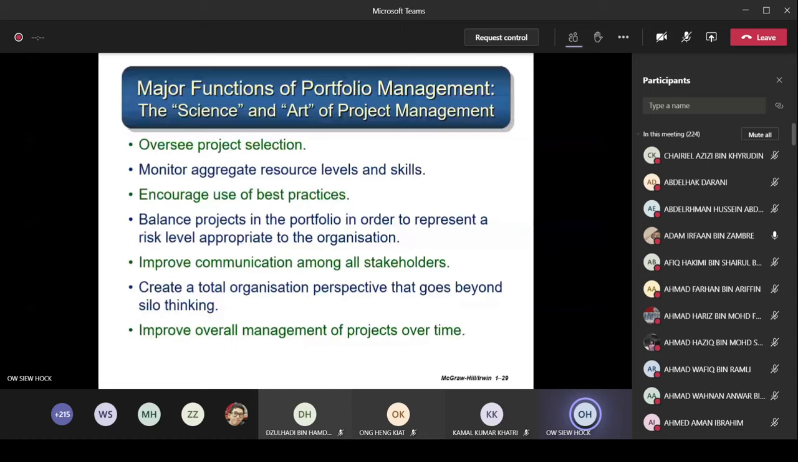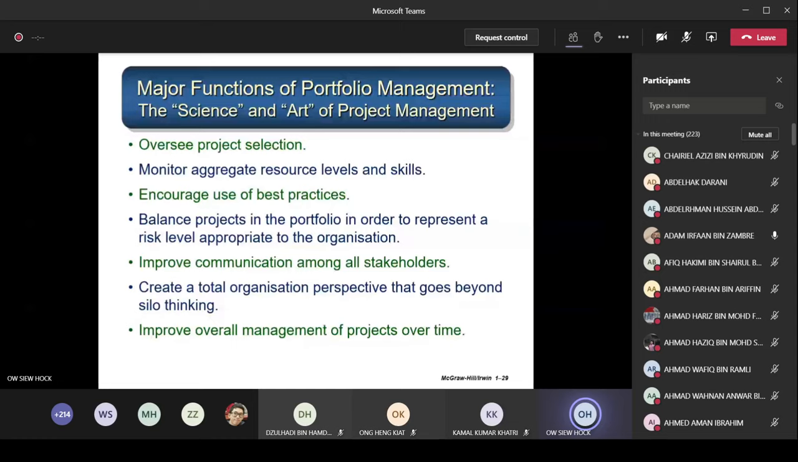Next, you monitor aggregate resource levels and skills. From there, you can tell which one is selected, which one I will give priority and more resources. That one is not so important, so I give you resources later, or I give you fewer people, or less skillful people, to carry out the project. You encourage use of best practices. They have standards, you follow a certain way of doing things so that you optimize everything. You get the best out of how you manage it, not wasting resources, time and money.